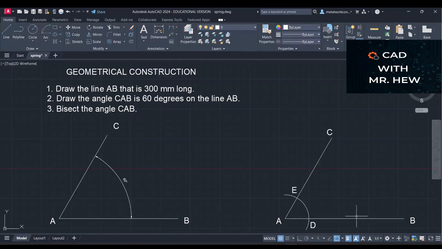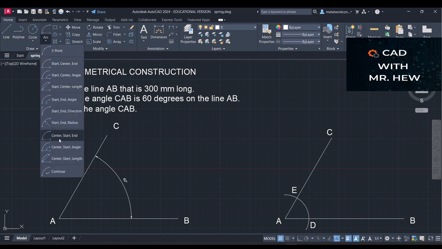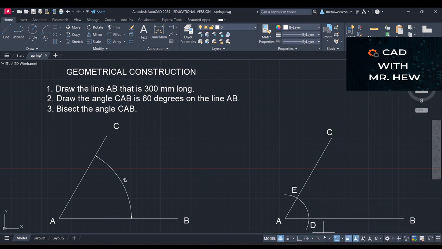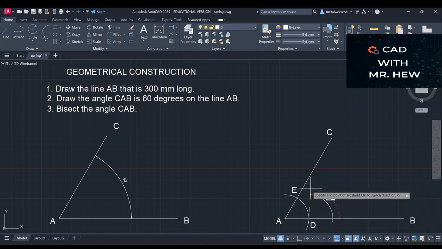So let's do that. With centers D and E, we're going to mark an arc, and we're going to use the same radius, 40 millimeters, but we could use any other radius. We indicate our center, which is D. The radius, as I said, we're going to make 40 again. So here we're going to mark an arc. Here's the arc.